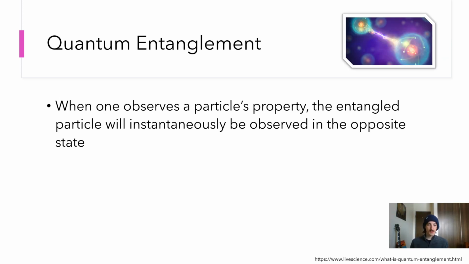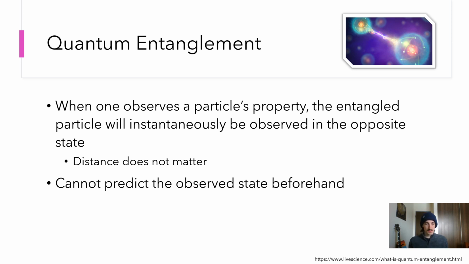The property of quantum entanglement is that when one observes a particle's property, the entangled particle would instantaneously be observed in the opposite state. So if you have something that's either positive or negative, and you have two of these ions tied to one another, quantumly entangled, if you observe one and see that it's positive, then the other one entangled to it will automatically become negative. And it doesn't matter the distance between them.